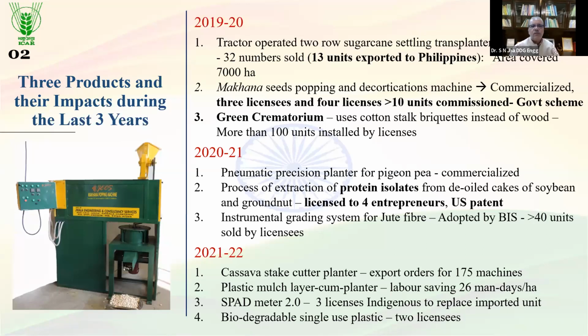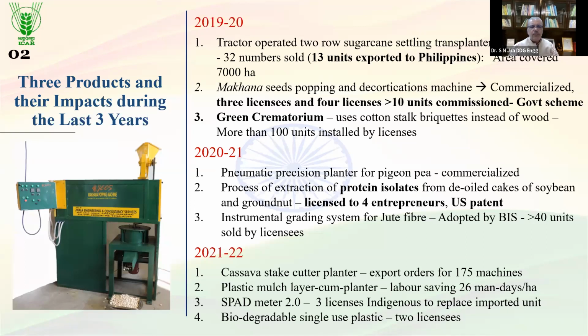Green crematorium was developed, and it is licensed, and more than 100 units in Western India, particularly Maharashtra, have been installed and are functioning. In 2020-21, the pneumatic precision planter of PGNP is fully commercialized. Total number we could not gather, but it is being utilized by almost everyone.